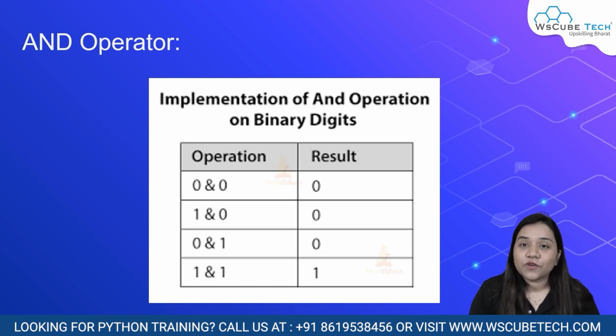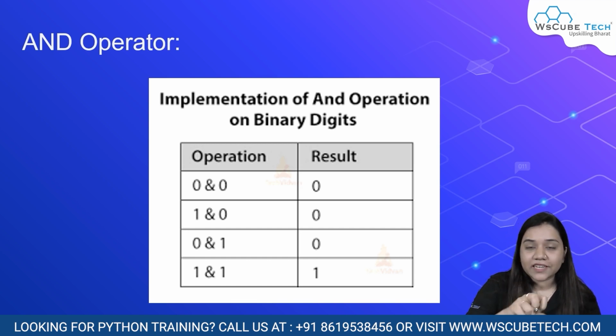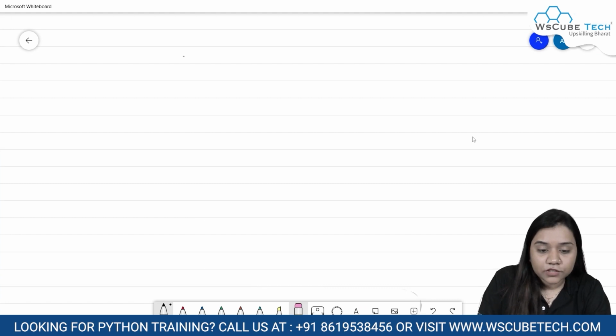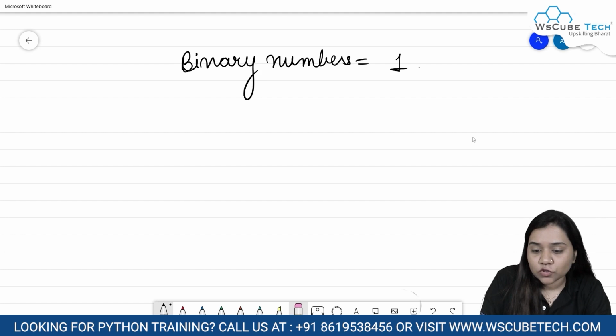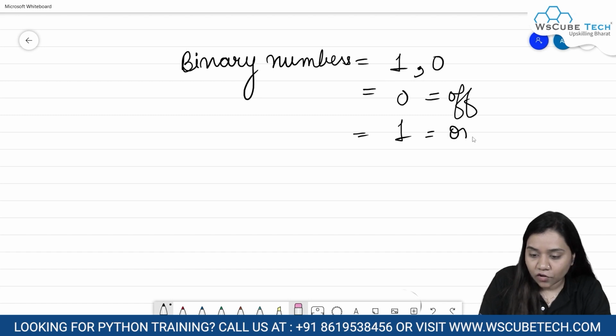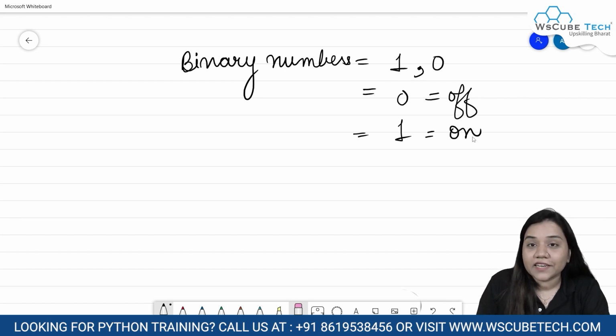Guys, first of all, let's understand binary numbers to understand this method. Talking about binary numbers, we all know there are two binary digits, 1 and 0, where 0 indicates off and 1 indicates on. To find the binary of any decimal number, we have a very simple method, a very simple formula. We will see what this formula is.